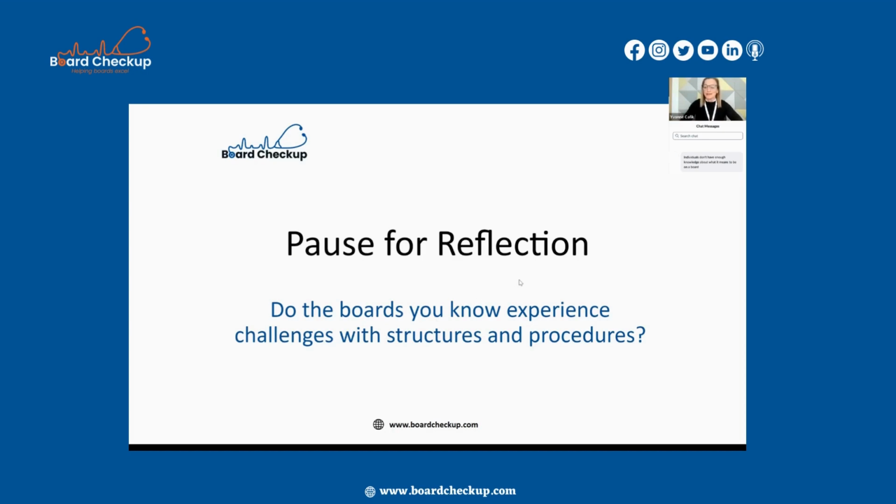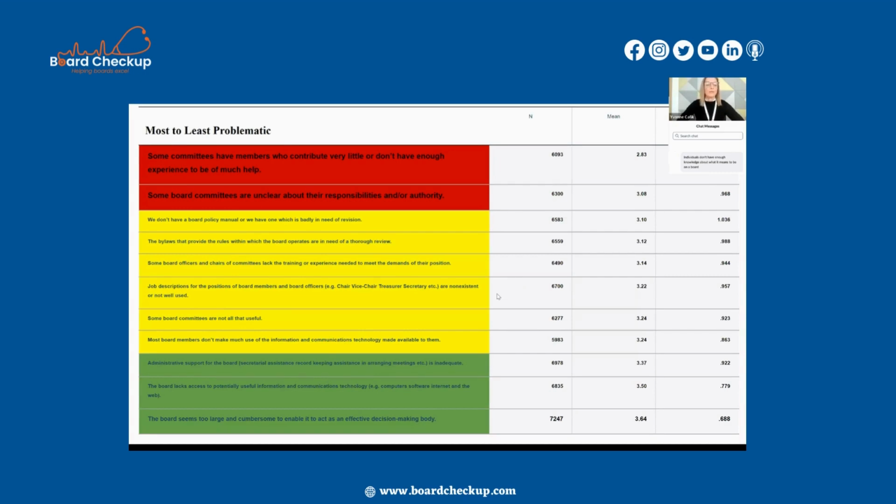Okay, well, let's see what they are. All right, so I've highlighted them in this dashboard from most perceived to be most to least problematic. And at the very top, the most problematic are committees, members that don't contribute very much or don't have enough experience for them to be functional, or they're unclear about their responsibilities, the committee and authority. Others then the next sort of set are around those procedures, the bylaws, the policy manual, job descriptions mainly, or committees that aren't really useful anymore, and then lack of use of the tools that the board has access to. And then the least problematic is admin support for the board, access to tools and technology, and the size of the board.